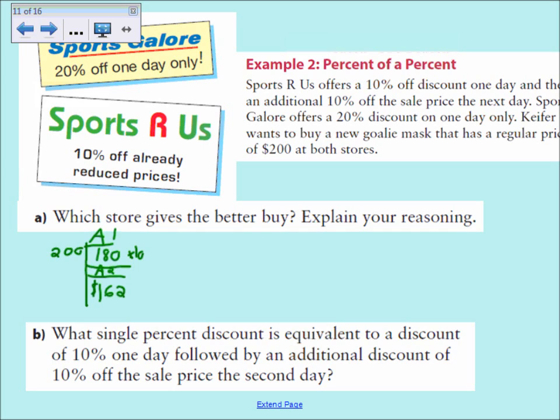We know that because 200 times 0.1 equals 20, so 200 minus 20 equals 180. So 180, because there's an additional 10% off, 180 times 0.1 equals 18. So 180 minus 18 equals 162.